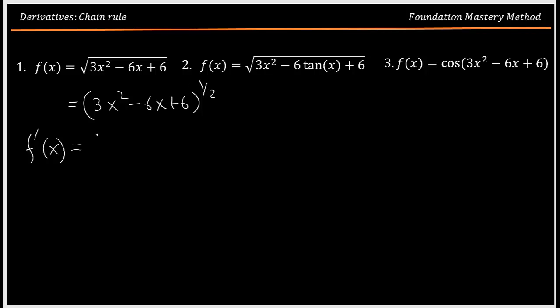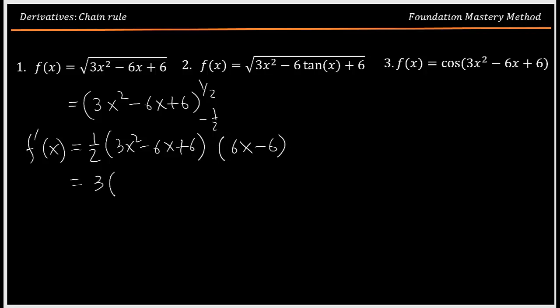Now with the power rule, we write 1/2 and then 3x squared minus 6x plus 6 to the negative half, because 1/2 minus 1, and then we need to take the derivative of inside, which is 6x minus 6. Further, if we factor out 6, that will give me 3, and then 3x squared minus 6x plus 6 to the negative half, and then x minus 1.